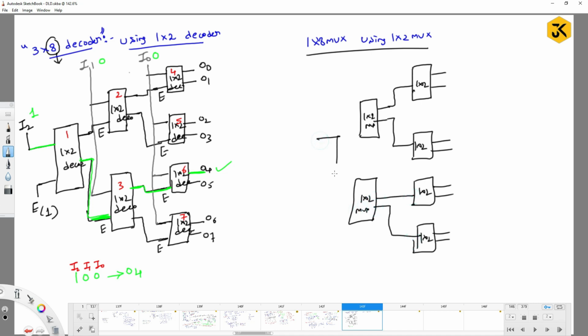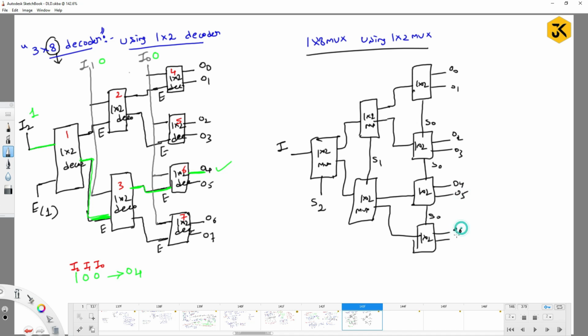Like that, right? And one more 1/2 mux is required, and it will be connected like this. And the actual input will be available at the first location. And what about the select lines? You are going to have one select line here, and one select line will be connected like this. I can call these S2, S1, S0, and the outputs O0, O1, O2, O3, O4, O5, O6, and O7.